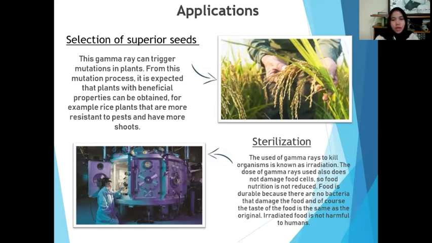And the next is sterilization. The use of gamma rays to kill organisms is known as irradiation. The dose of gamma rays used also does not damage food cells. Food nutrition is not reduced. Food is durable because there are no bacteria that damage the food, and of course, the taste of the food is the same as the original. Irradiated food is not harmful to humans.